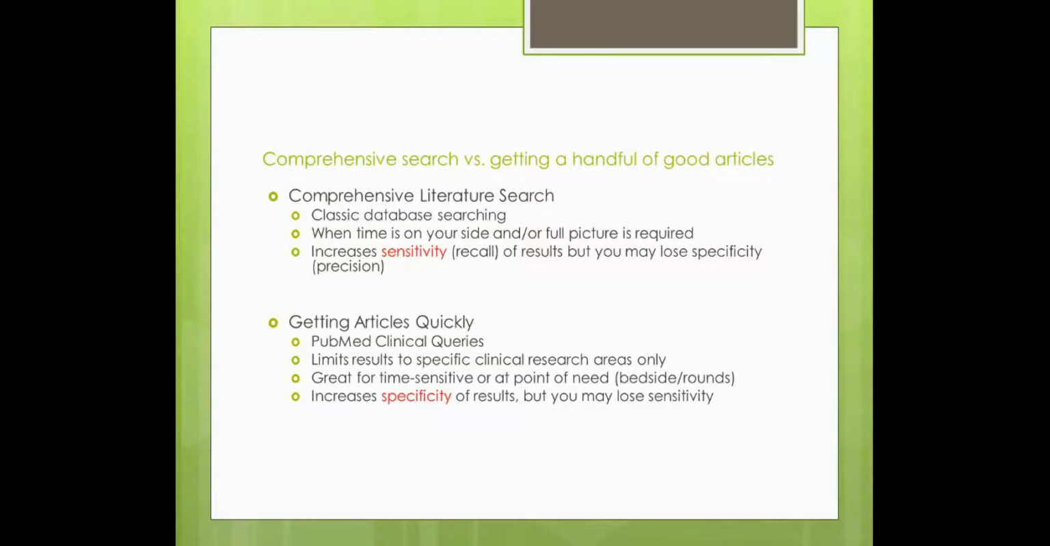A comprehensive literature search is best conducted through a classic database search in products like PubMed or Medline. All searches aim to have a best balance of precision and recall, but a comprehensive search errs on the side of increasing recall. For finding answers fast, there is a section in PubMed called Clinical Queries. It limits your results to clinical research areas only and thus increases the precision or specificity of results, but you won't retrieve the full spectrum of material available on a subject matter.